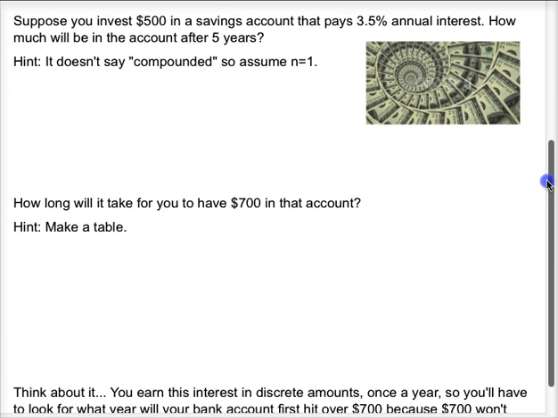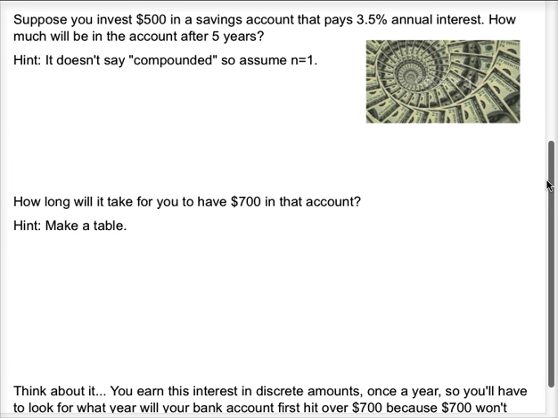So let's jump down to our next example. Suppose you invest $500 in a savings account that pays 3.5% annual interest. How much will be in the account after 5 years? All right, so again, let's pick out our information. Our starting amount, the money that we're handing the bank, is 500 at 3.5%, but again, that's not useful to us. We want 0.035.